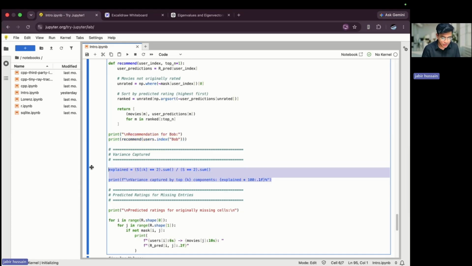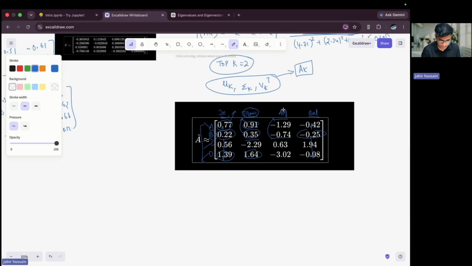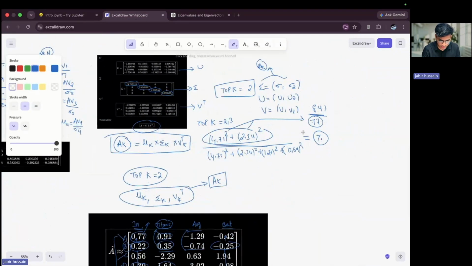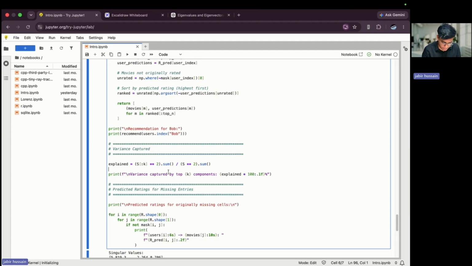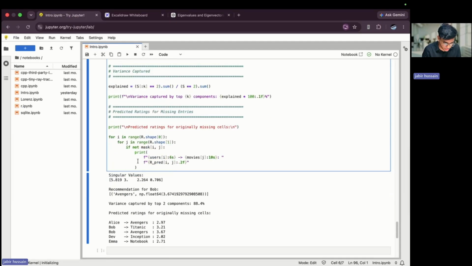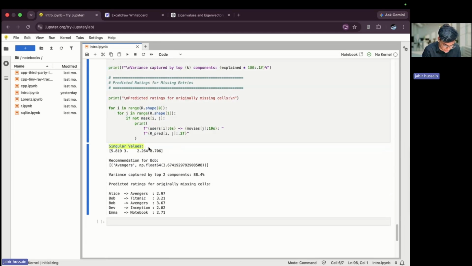Variance, I have told you about. To calculate how much variance the given value k has, you can take the square, this one here, and divide by the total. It will give you how much variance this particular k is holding. So yep, that's pretty much it. First of all, I'm printing the singular values, then I'm recommending the movie. You can see for Bob, the recommendation for our example is suggesting that Avengers is the best movie because it has the highest value.